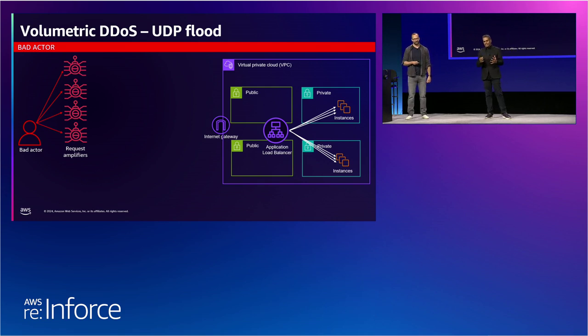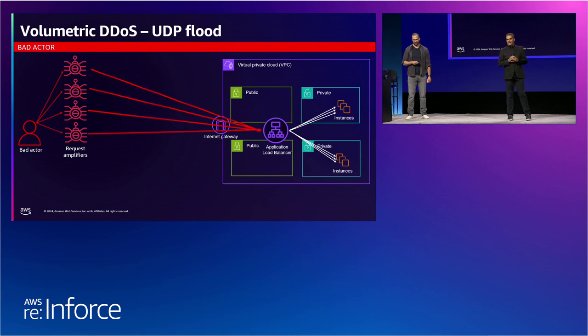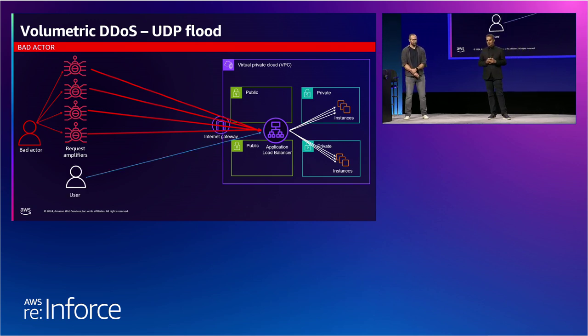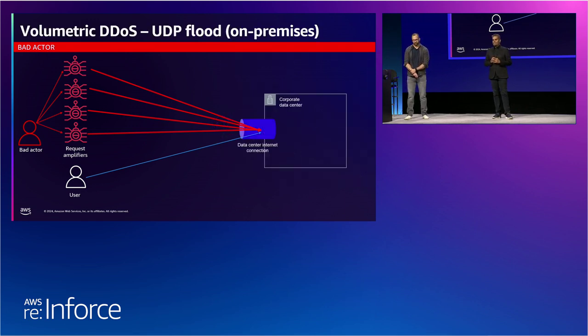So I have a bunch of reflectors or request filters and amplifiers. And essentially I'm going to flood the network with UDP traffic with the intent of ensuring that legitimate traffic cannot get through, which is not a very big deal in a cloud scenario where you've got a lot of resources, but in the case of an on-prem scenario, this can be disastrous in terms of not being able to manage the pipes accordingly to stop the bad traffic and let the good traffic in.